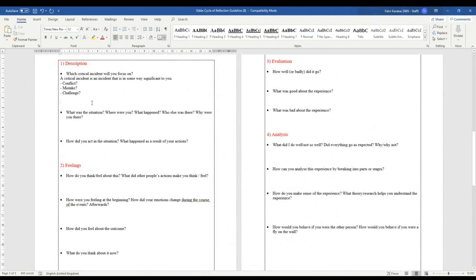So let's start with description again and populate this part. What was the situation? Who were the stakeholders? What were you doing? What happened? And what did you do? Okay, so let's type up the description part.